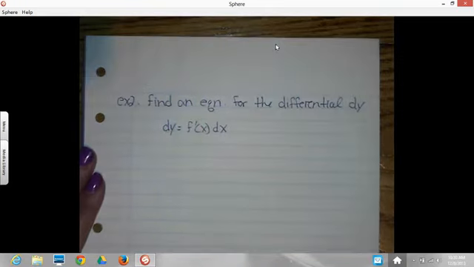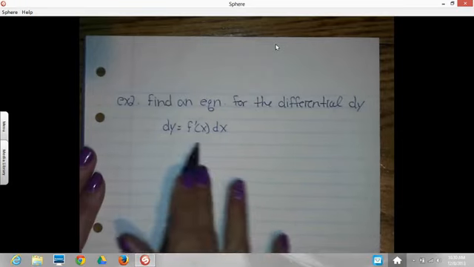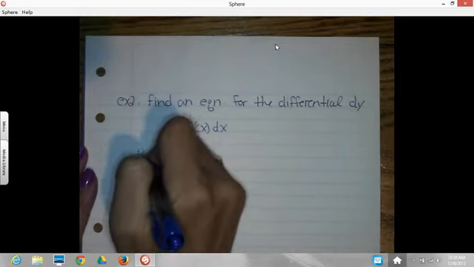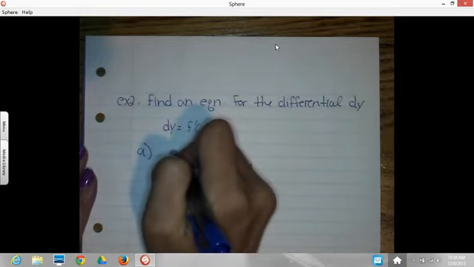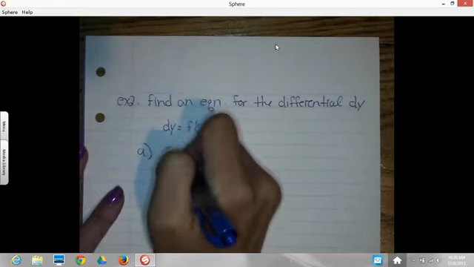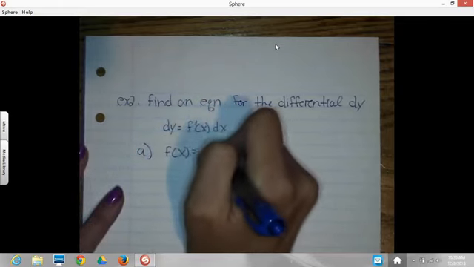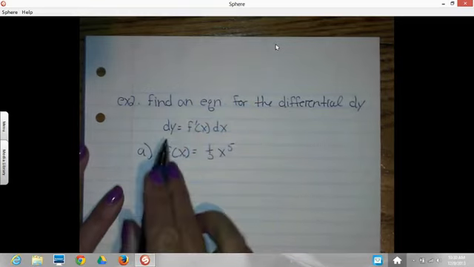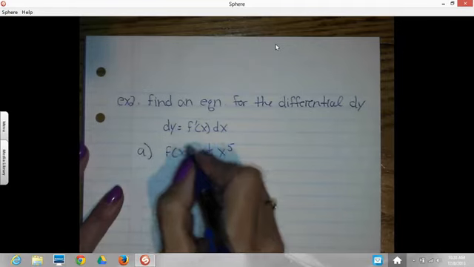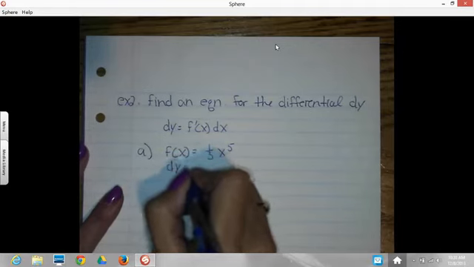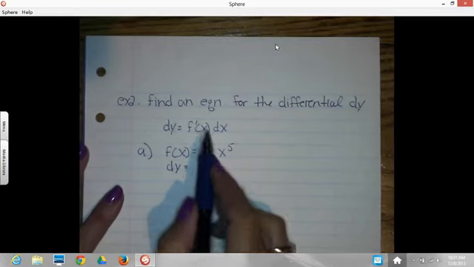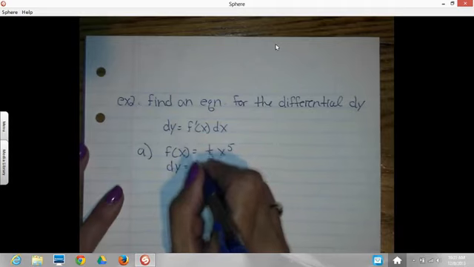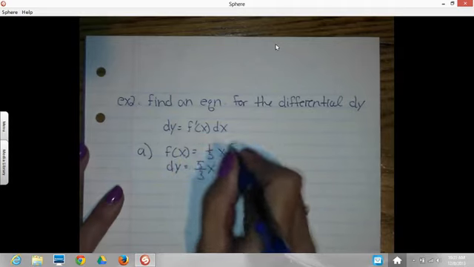So with an equation, we are going to have x's in our problem. We're not going to actually get numerical answers like we just got done doing. So if I gave you the equation f of x equals 1/3 x to the 5th, and I want dy, all I have to do is do the derivative of f. Derivative here, little power rule, 5 comes down, 5/3 x to the 1 less power times dx.